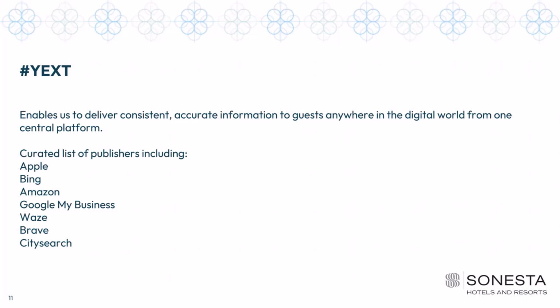Amazon's a fun one, and this is a fun fact. I don't know if you know this, but we do publish your property information to Amazon. And what Amazon is using this for is Alexa. So you could actually ask Alexa, where is the Sonesta Columbus downtown? And Alexa has that information, right?